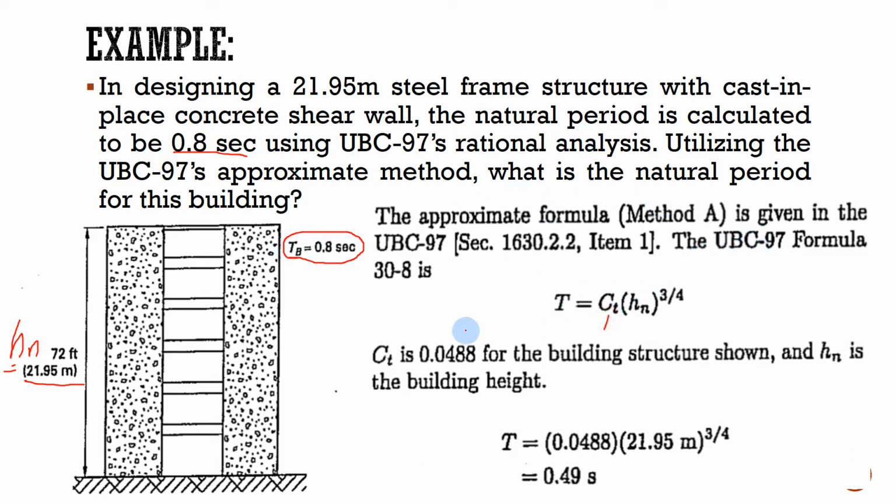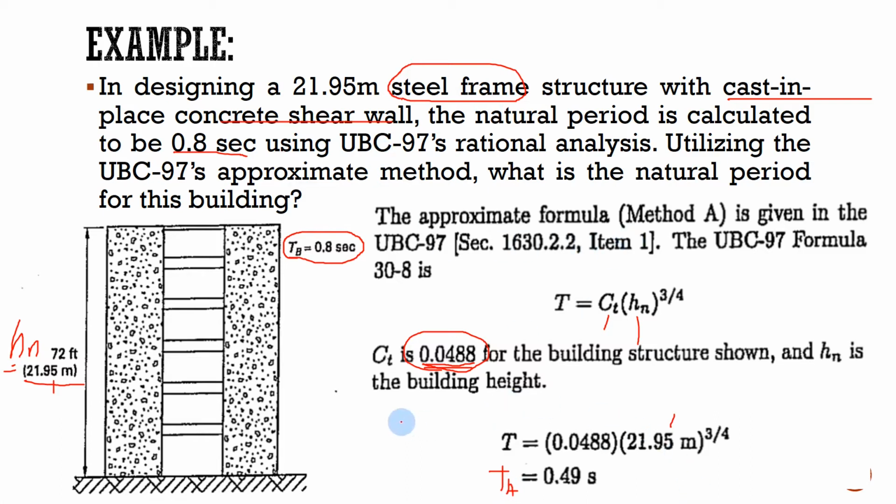So for the value of CT, this is 0.0488, or that for all other buildings. Since though it is a steel frame, it is not stated as a moment resisting frame, so it is just a steel frame with a cast in place concrete shear wall, which means it counts under all other buildings. That's why we use that value for CT. Then our HN is 21.95, so we use the 3/4 power. This will be our TA, which we solve first for method A.